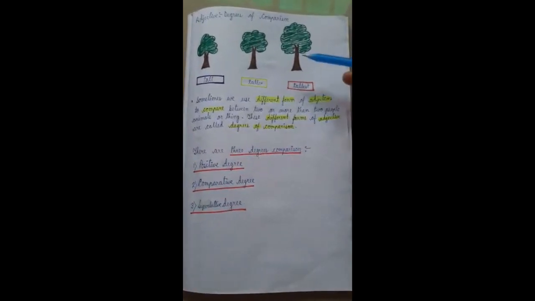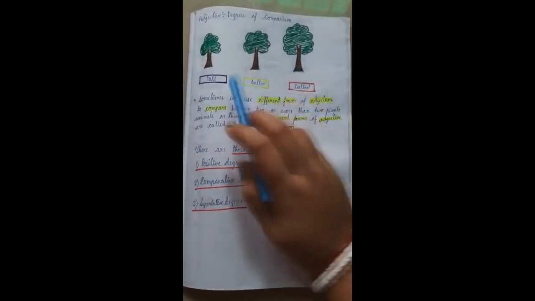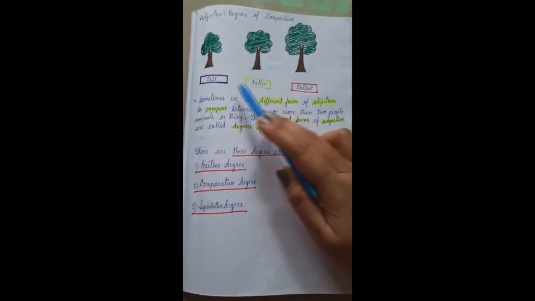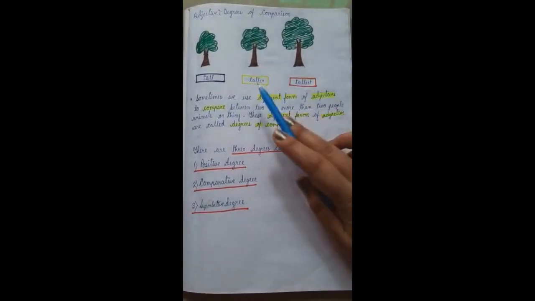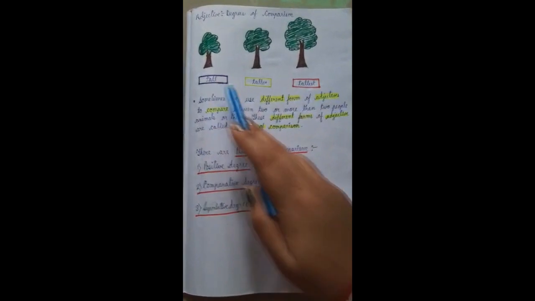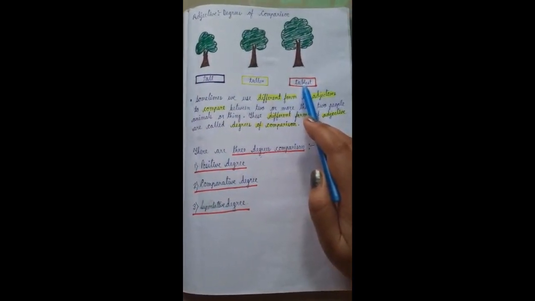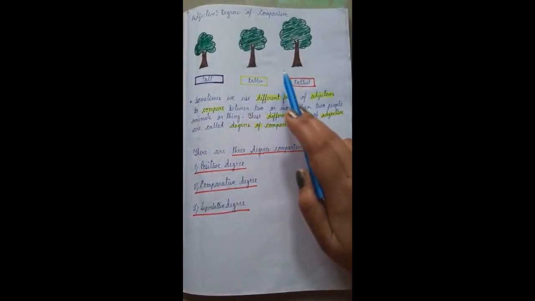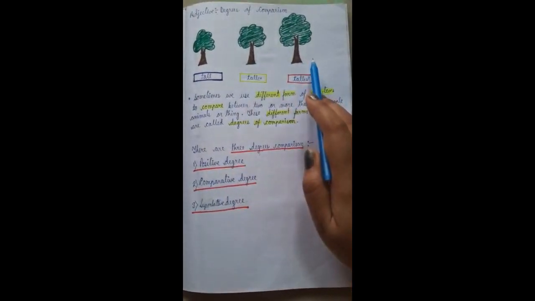Now, look at these three trees. What difference can we find here? That this is a tall tree, this tree is taller than the first tree, and this is the tallest of all these trees. Here, the words tall, taller, and tallest are different forms of adjective, and they are used to compare the height of these three trees.